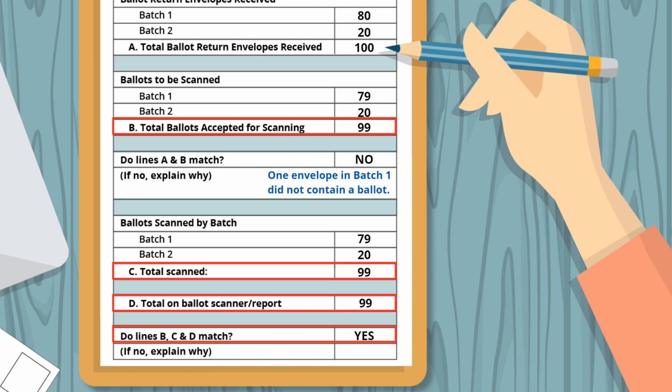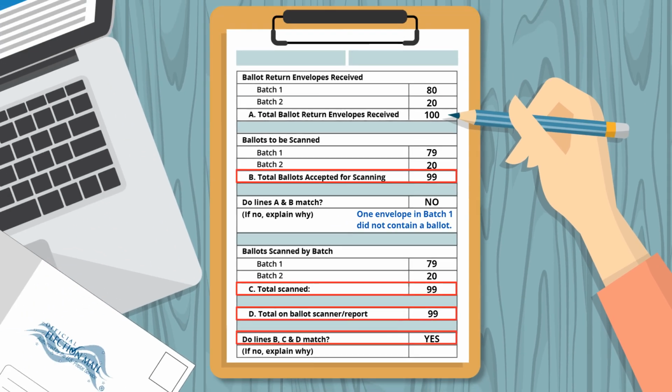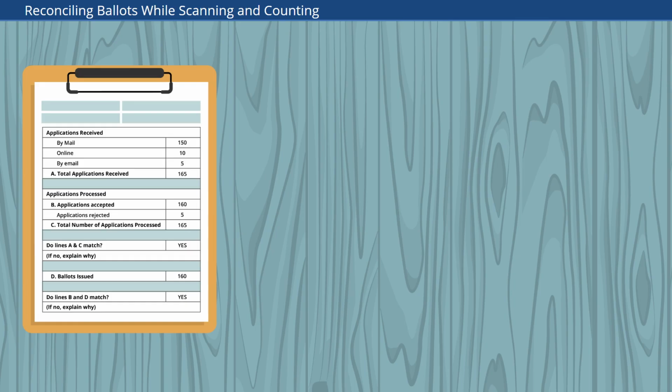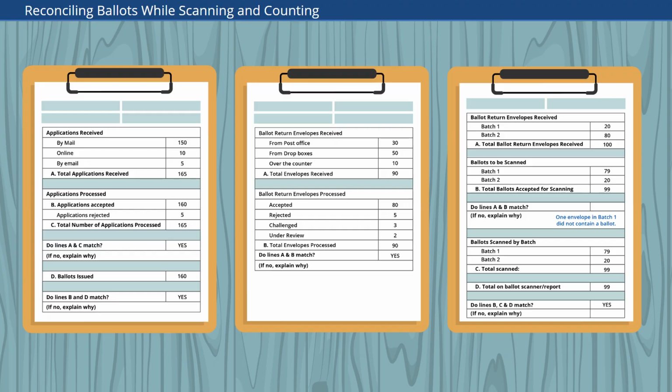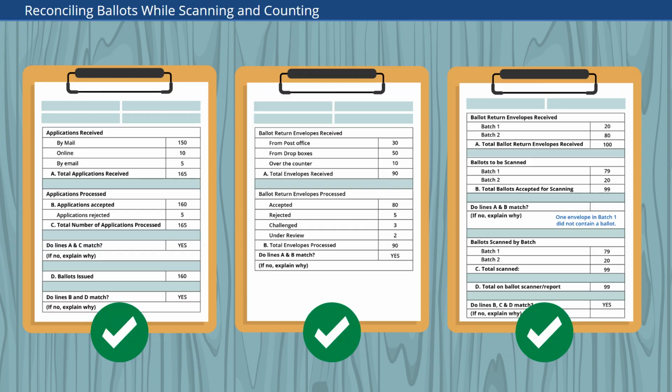At the conclusion of all processing and scanning, the final reconciliation step is to determine the cumulative number of ballots scanned across all batches and days of processing, and ensure every ballot received and accepted was included in the count.